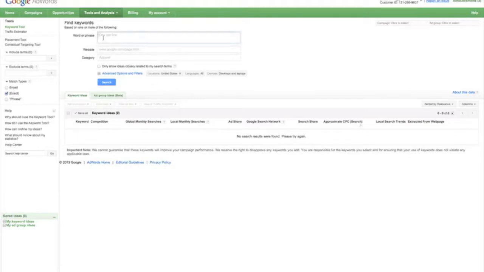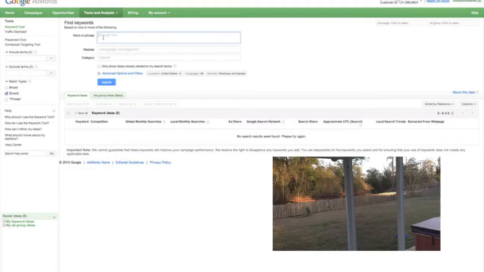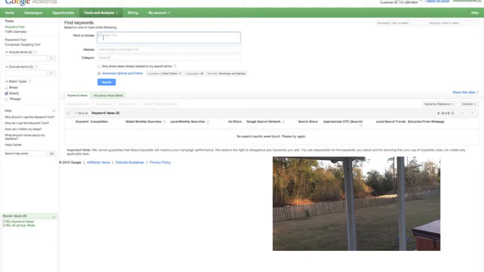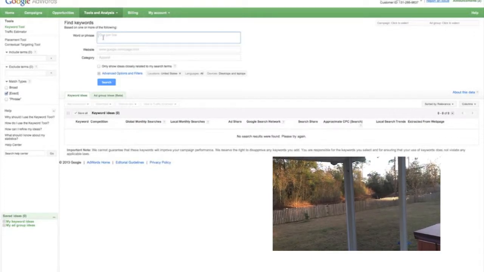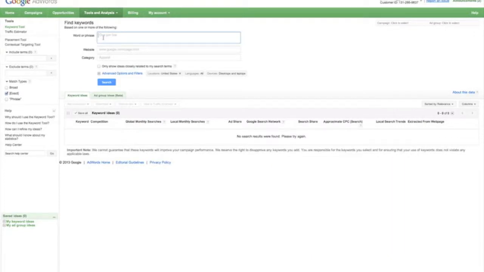All right, let's try something like, I don't know, how about, let's say we want to sell snakes. I don't know where that came from. I'm kind of looking out my back window here. I live on this little river, and we get snakes every once in a while, so that's why I thought of snakes. So let's say we want to sell snakes.